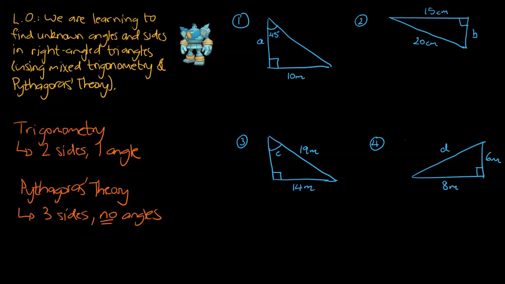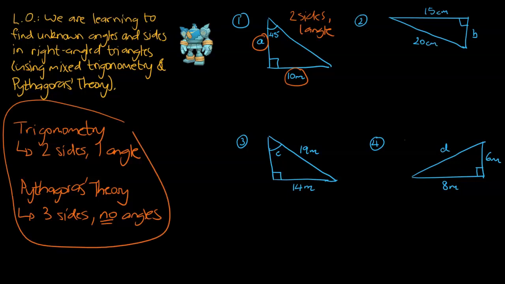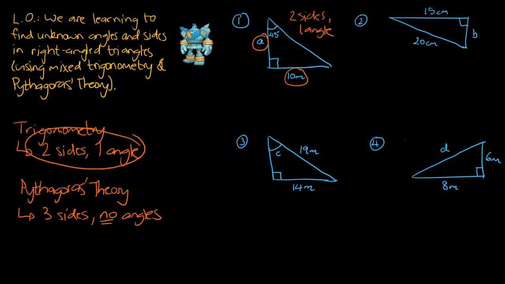So let's have a look at the four questions that I've got here, just to show you what I mean. If you have a look at question number one, we've got here, here, and here. These are the three things we either know or we're looking for. We've got A and 10, so two sides, and also 45, that's an angle. So we've got two sides and one angle. We then have to think, which of the two rules apply? Trigonometry applies to two sides and one angle, so for this question we're going to have to use trigonometry to solve it.